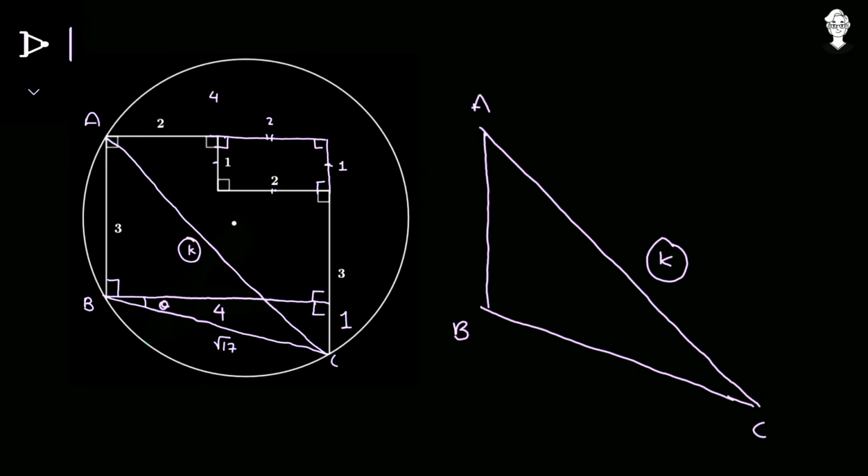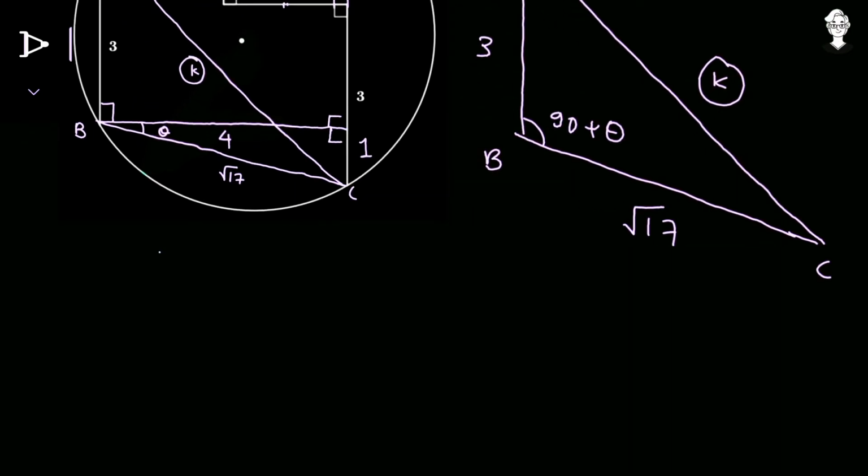AB has a length that is 3. BC has a length that is square root of 17, and this angle B is 90 degrees plus theta. Now what I will do is apply the cosine rule in this particular triangle so as to get the value of K. So first of all, what is the cosine rule?